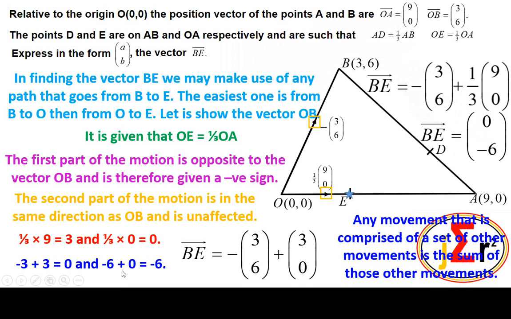Any movement that is comprised of a set of other movements is the sum of those other movements. We need to go from B to E, we have two movements included, that is from B to O and from O to E, then we will find the sum of those two movements in order to find the equivalent movement of BE.